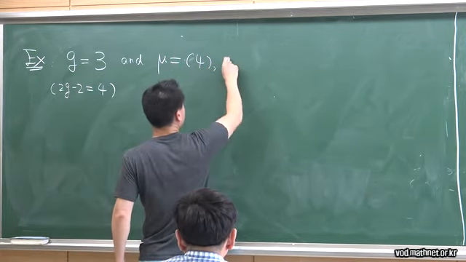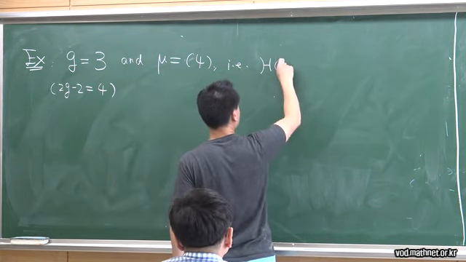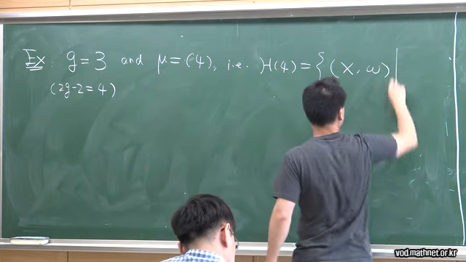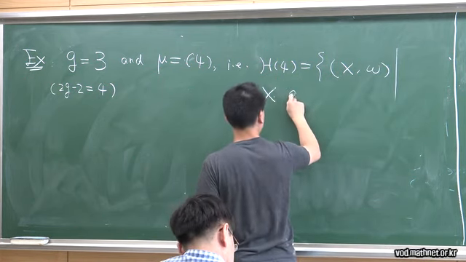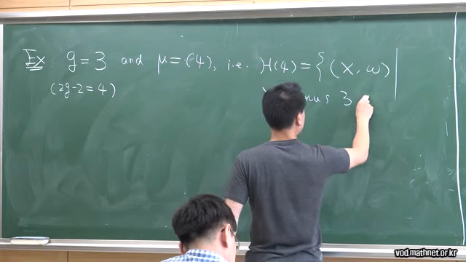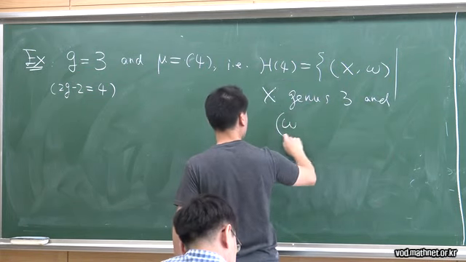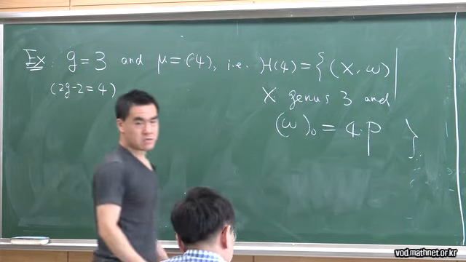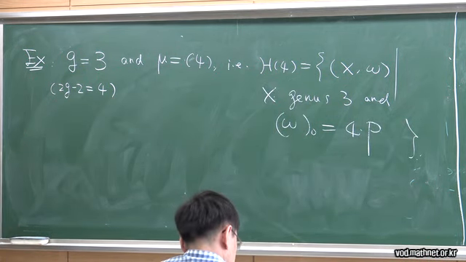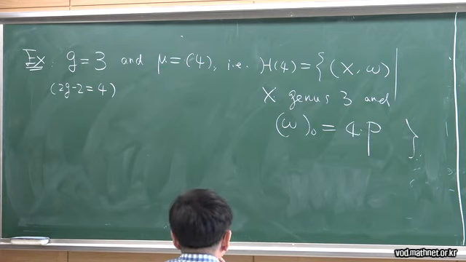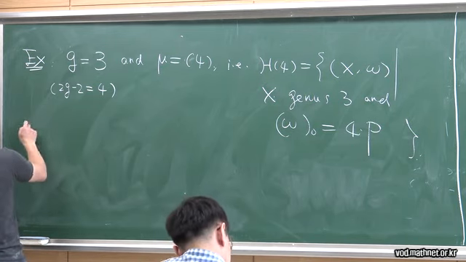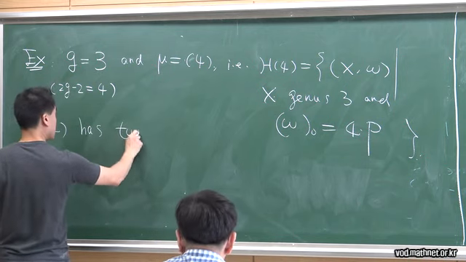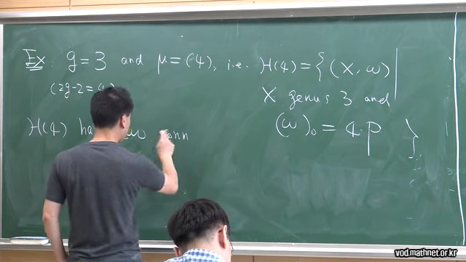So the space H mu in this case parameterizes pairs (X, omega), where X is genus 3, and omega has a unique zero of order 4 at the point P. So this is my space H4. I claim in this case it's disconnected. It has 2 connected components. Indeed, in this case H4 has 2 connected components. Let me produce them for you.